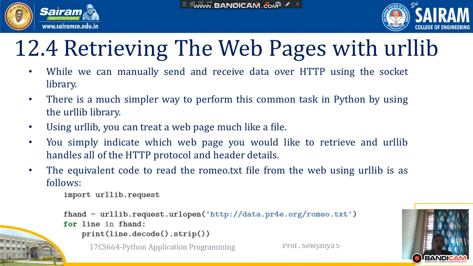Okay, so now the next example is how we can retrieve web pages using the urllib library. In general we know URL means uniform resource locator. So what is the use of this uniform resource locator? A uniform resource locator can be used to identify a particular set of pages in the web browser.